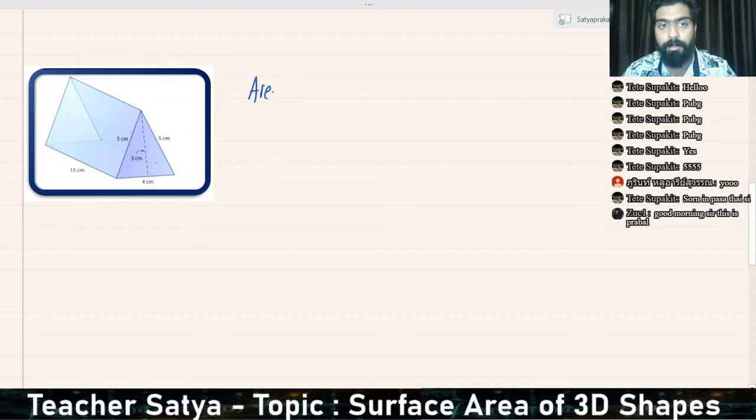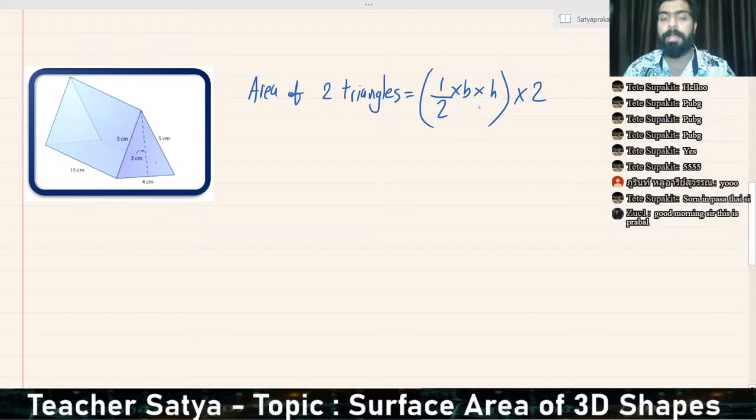So area of 2 triangles would be 1 over 2 multiplied by the base multiplied by the height, and then I'm going to multiply it by 2 because I have 2 triangles, right guys? Now here is where many students make mistakes. Sometimes what students do is they take this 4 and sometimes they divide it by 2. I don't know why, but make sure this is 4, right? This is the base of the triangle.